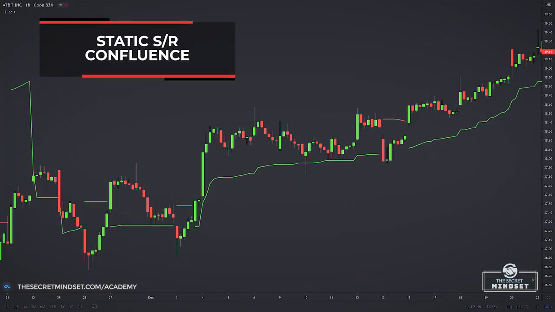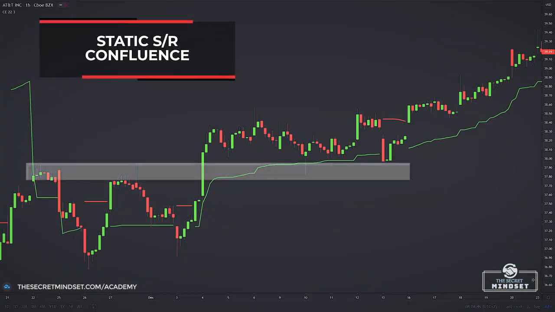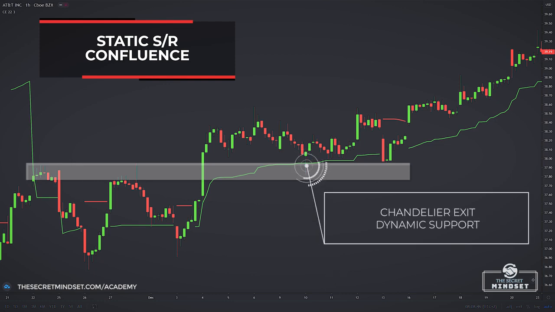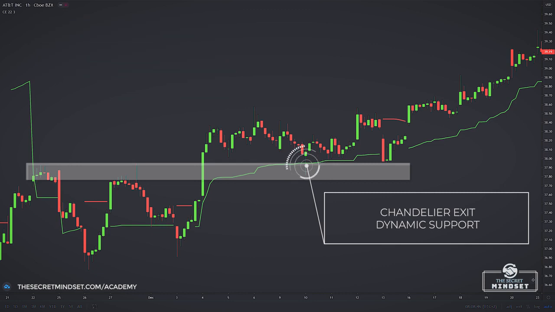So even though it is mostly used for stop losses, the Chandelier Exit can also be used as a trend tool, highlighting areas of dynamic support or resistance. A downward pullback to the Chandelier Exit signals a potential long entry if it aligns with a classic support and resistance level, while an upward pullback to the Chandelier Exit signals a potential short position.